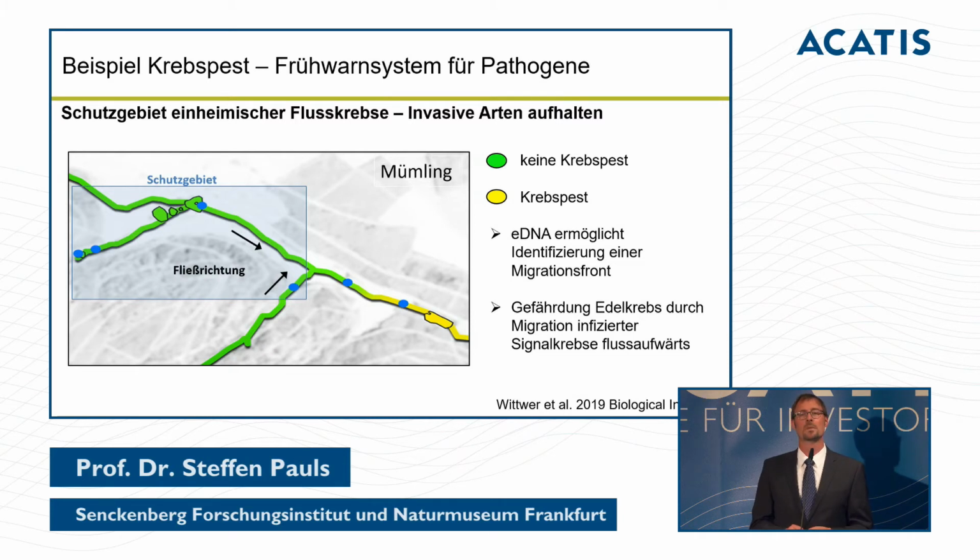So on the left side, we can see in the Mümling, in the affluents, there is no plague, so still we have got a healthy crab population, and lower down we have got the plague. So the idea is that we have here a limitation of this plague.